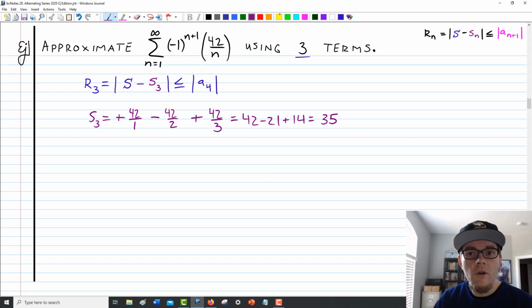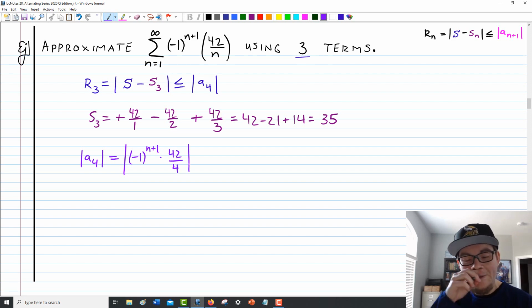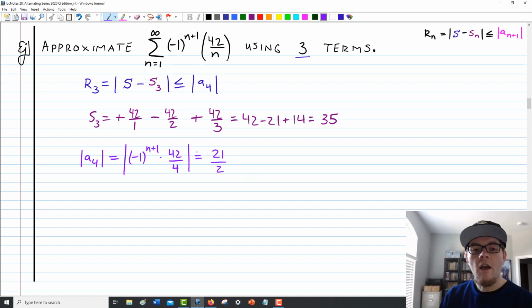Next, I need to figure out what the 4th term is going to be. I want to figure out the magnitude of the 4th term, because that's going to cap our error. It's going to say this is as big as the error can get. This is as far away as possible. So in our case, the absolute value of A sub 4 is going to be the absolute value of -1 to the n plus 1, and then times 42 over 4. Aha, so not a perfect number. So in this case, the absolute value means that whether positive or negative doesn't matter. It's still going to be positive. And then the value here will be 21 over 2. So far, so good. So we've got our term.